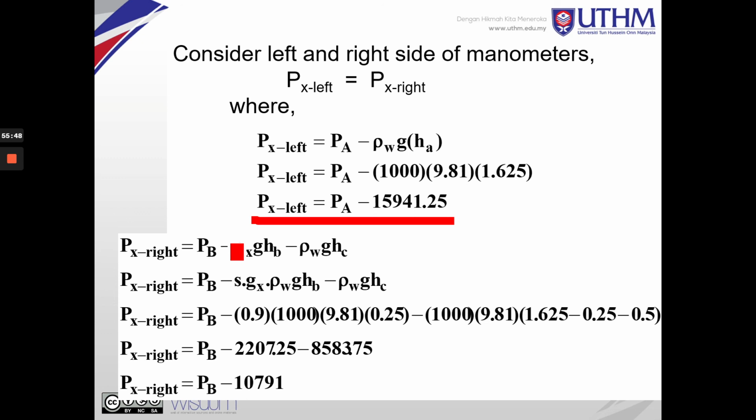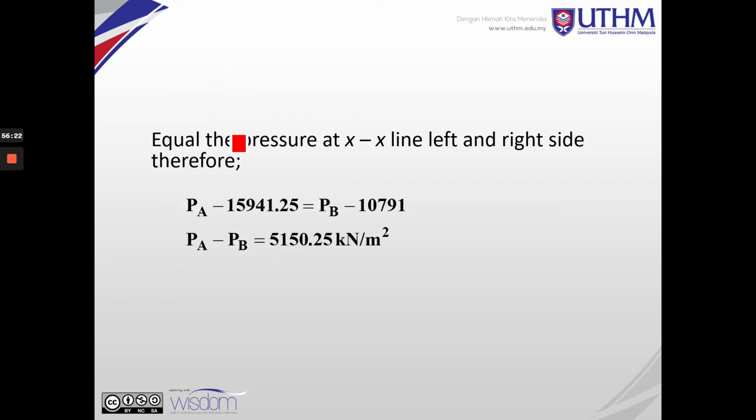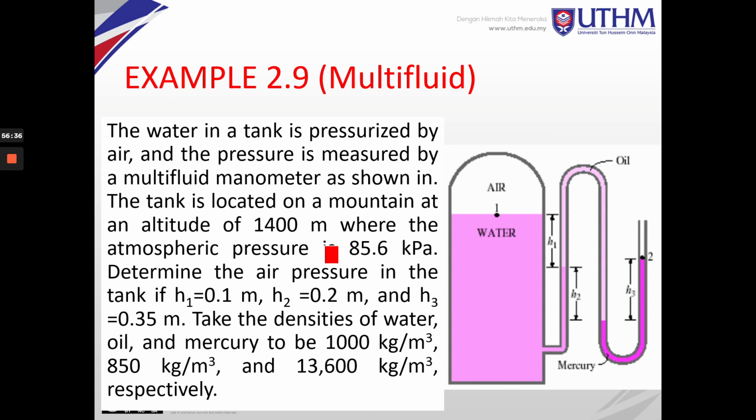Because they have two different fluids, water and also the X fluid here, we get PB minus SG of X fluid times ρ_water g h_B, using the density of water. Putting all the values in, Px right is PB minus 10791. Then equate the pressure at the XX line, left and right side, so we get PA and PB. That's all.